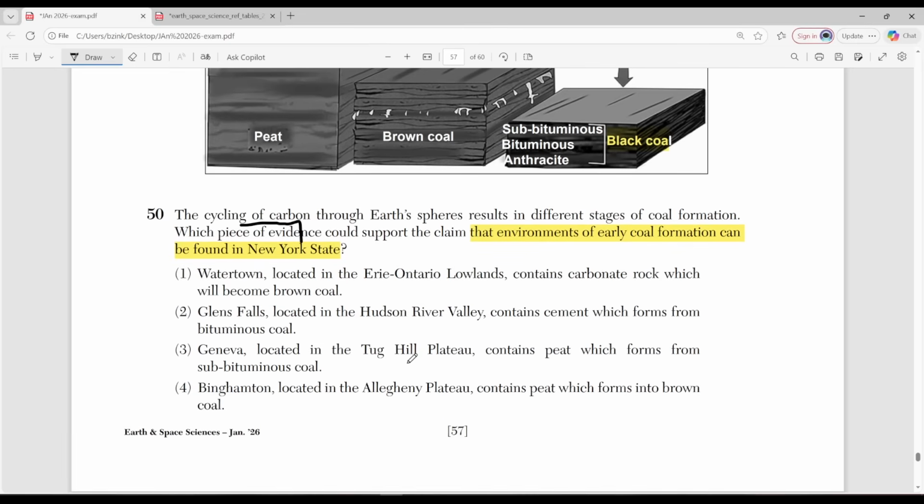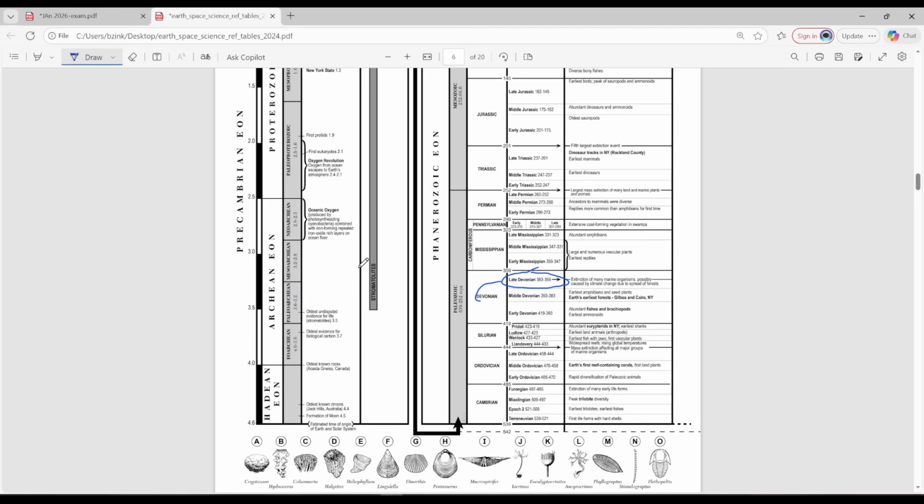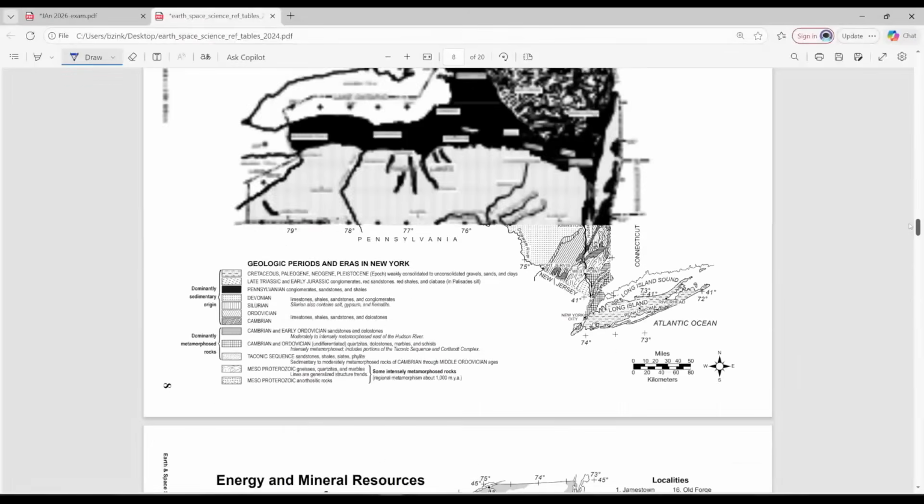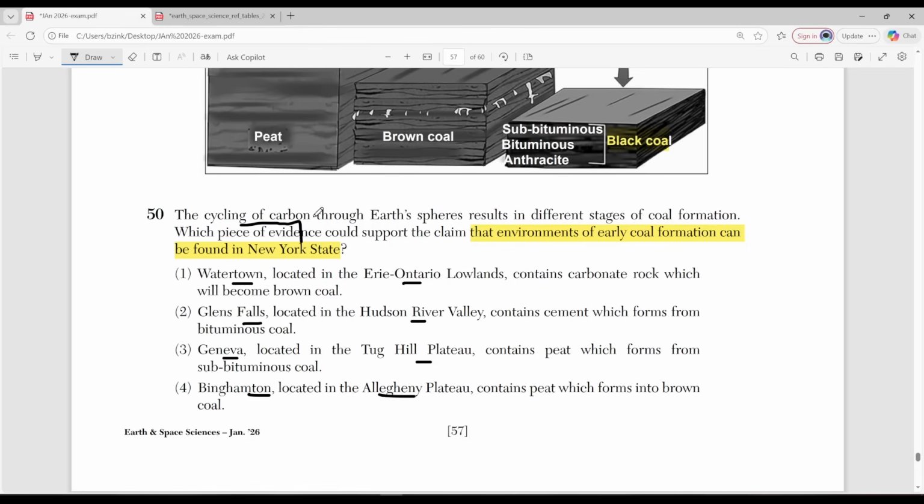Watertown, located, oh my gosh. So let's just go, we're going to relate this town to the area, and we're going to eliminate based on that so far. So this is a reference table. So we're going to go here. We're going to go to our New York State maps, and we're going to start finding these places. So let's just go one at a time.